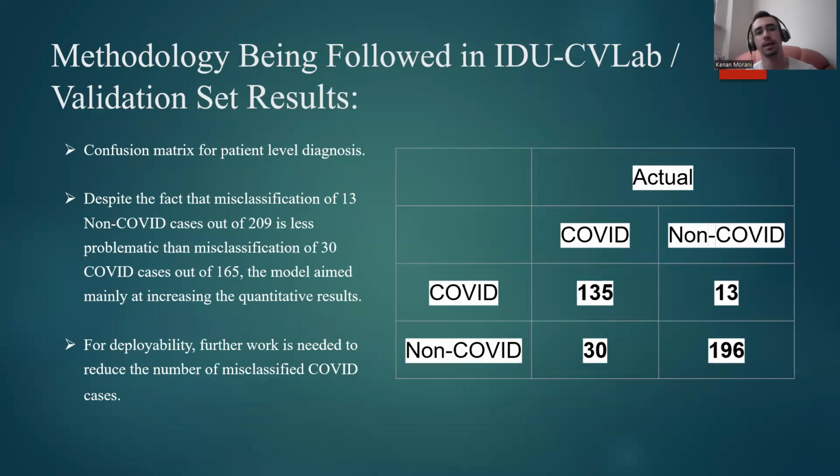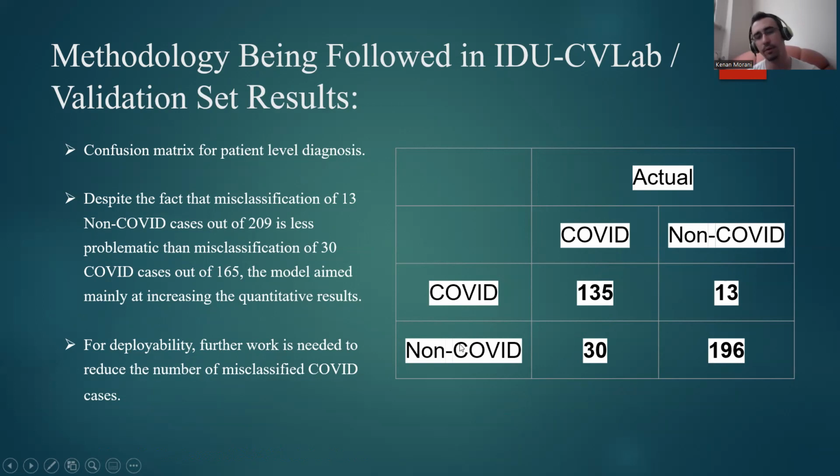All right, so here we can see the results on the validation set in terms of the confusion matrix. As you can see, with the actuals and the predicted ones, there is of course some misclassification. 13 of the actual non-COVID cases were predicted as COVID, and 30 of the actual COVID cases were predicted as non-COVID. So this one is vice versa. There is high misclassification, especially when it was COVID: 30 of them were COVID, and they were predicted as non-COVID.